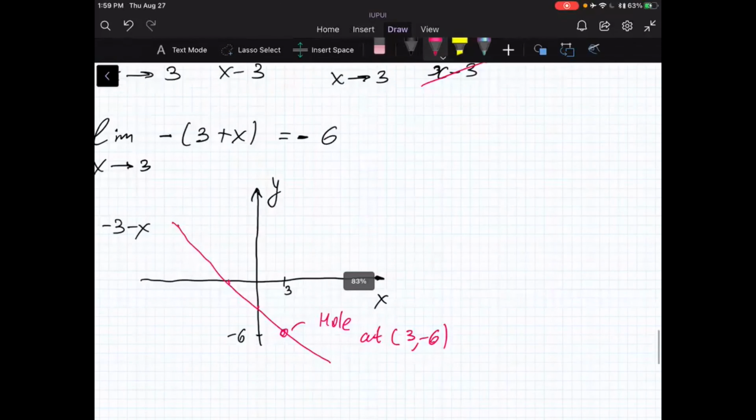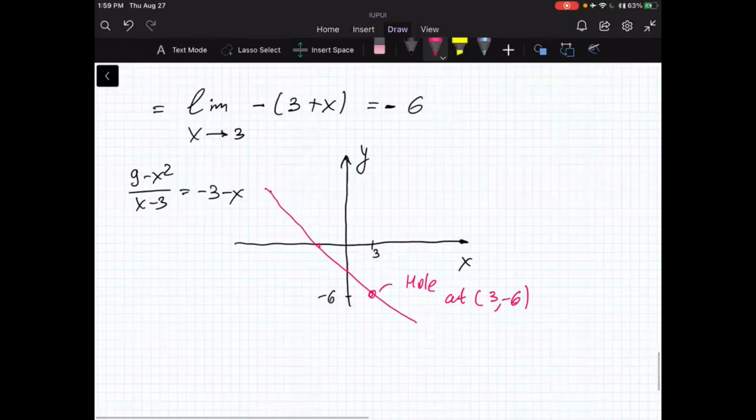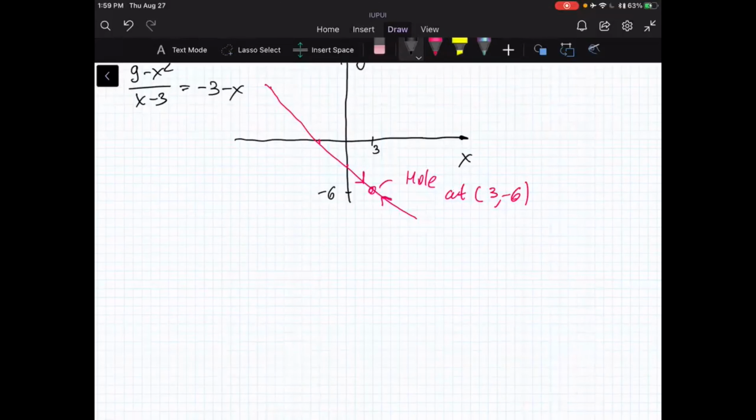So again, the function is not defined at this point, but we found that the limit is minus 6. And indeed, we can approach this hole from two sides, from the upside and from the downside. And this is kind of motivation for the following limits.